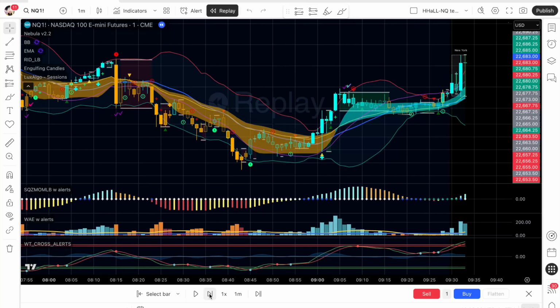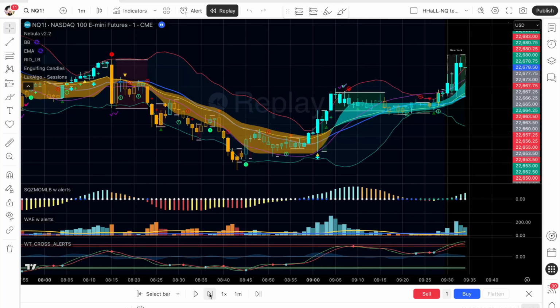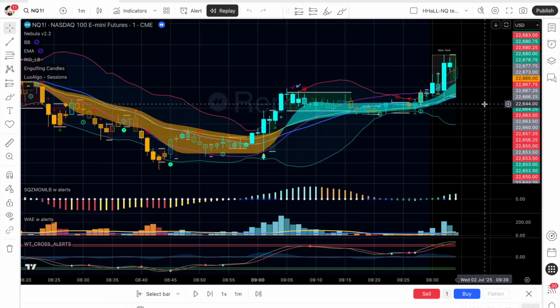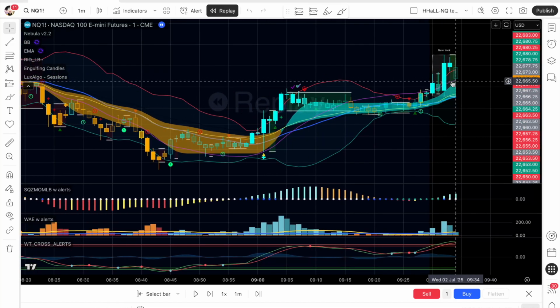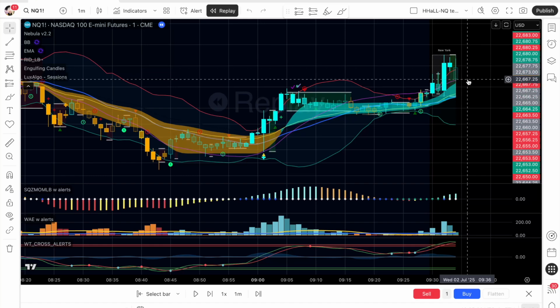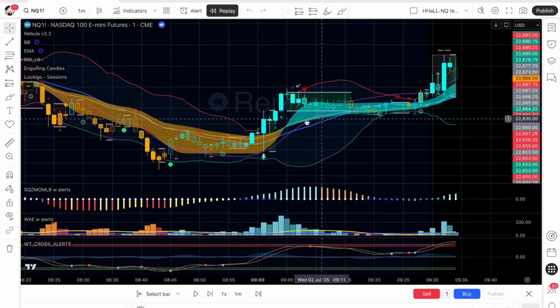Let's see if we get another pullback. Yeah, see, I like that. Let me zoom in a bit more so you can see. I like that pullback. It can pull back to the SMA 20, not all the way back to the EMA 21, but I like that pullback already. It was at 689, pulling back to 667. That's a nice pullback already.